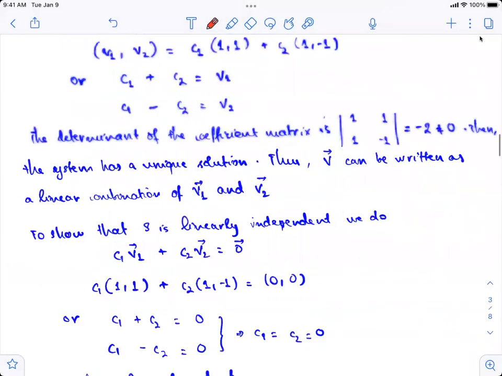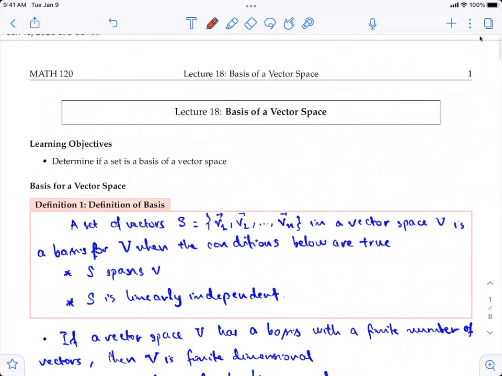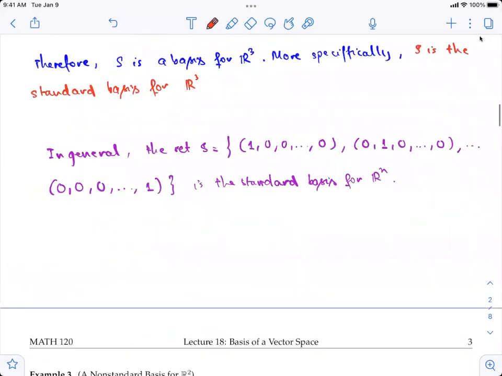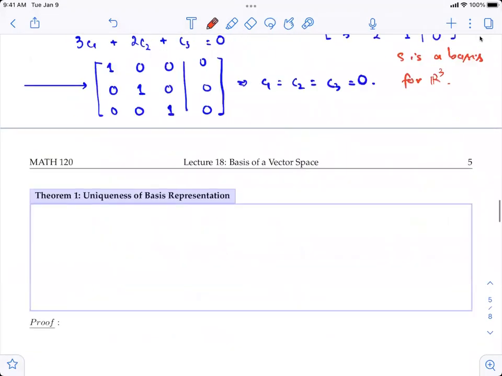Right. So again, to quickly capture what we learned so far in this lecture: in order to find the basis of a vector space, you need to show two things. S spans the entire vector space and S is linearly independent. Moving on to the next concept, that is the uniqueness of the basis representations. That is, whatever you have for a basis, there's only one way to express it.